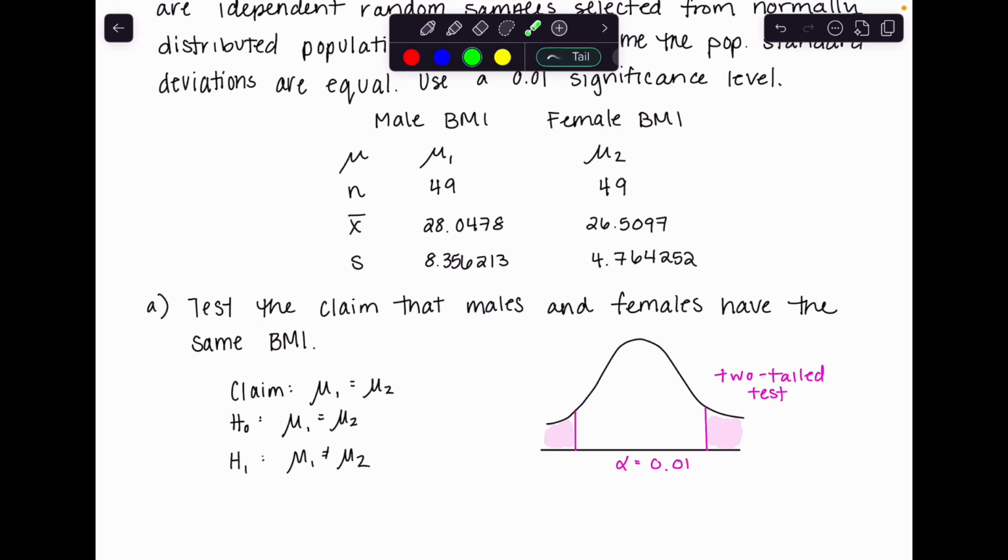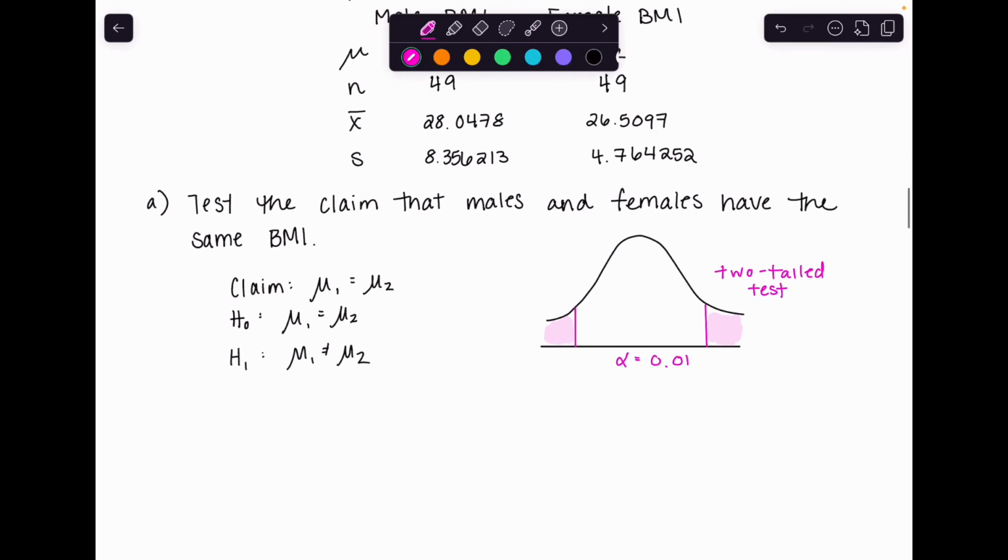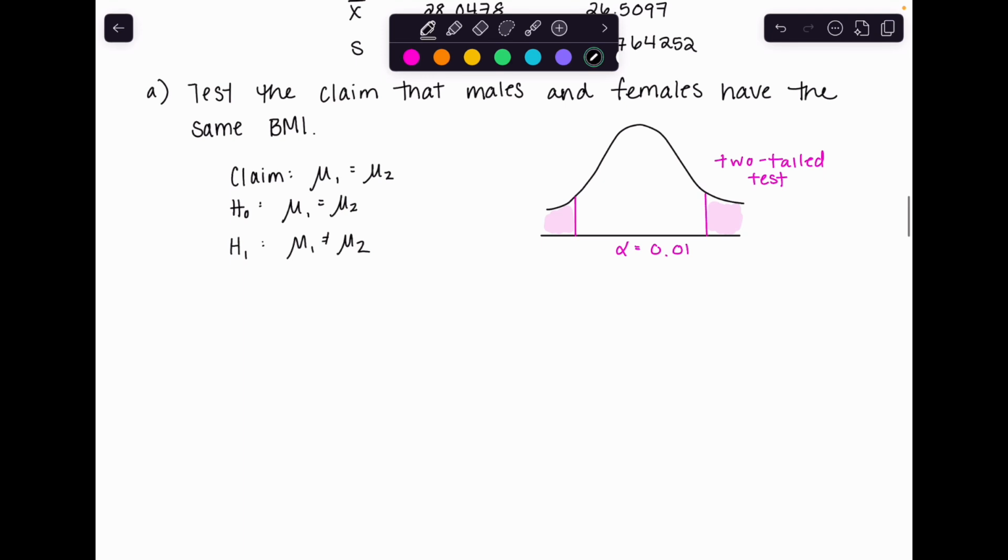So for this one, we're going to go through it both ways. We're going to use an online calculator to find the p-value, but during a testing situation, you might not have access to that. So in that case, we'd have to go through the critical value method. So I'm going to show you both on here. So we're going to start by finding what is our test statistic.